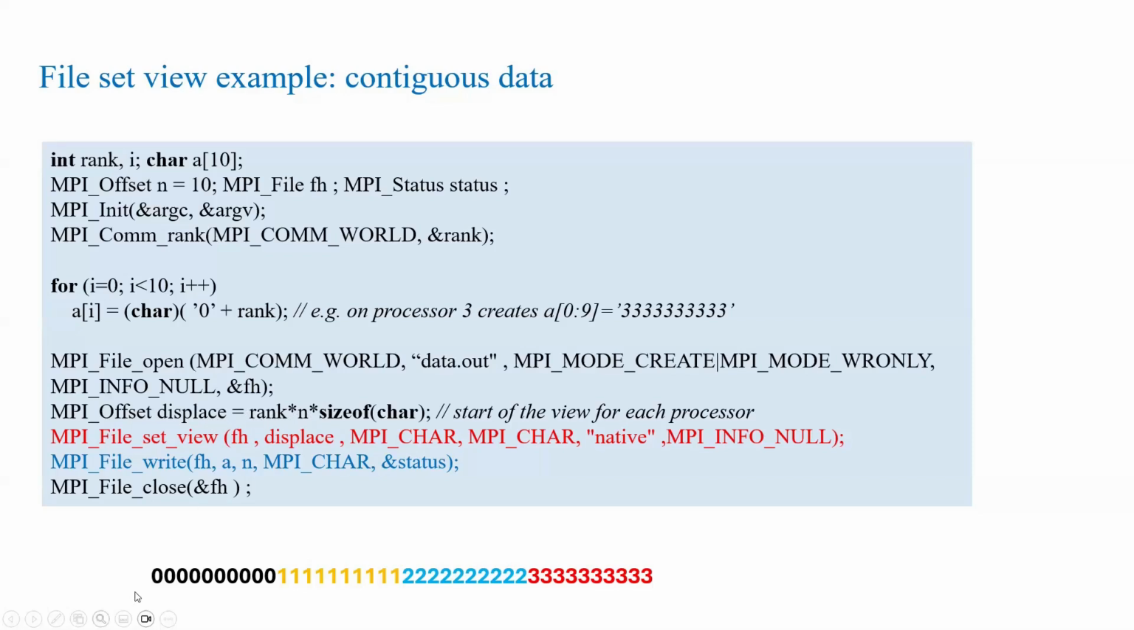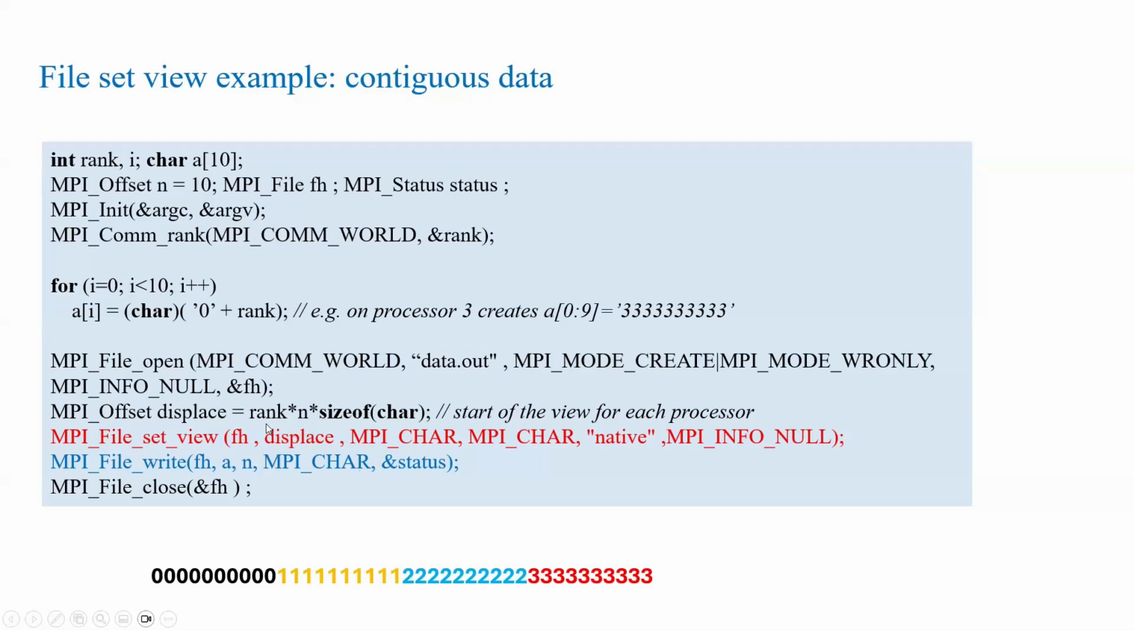The first starts from 0, and the second one, from rank 1, will start with a size of 10, each with 1. So we'll start from the tens, right? Each will depend on the rank, so they will know where to start. And then we have the set view.